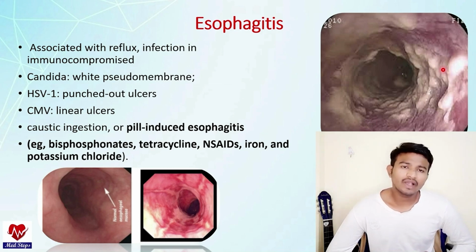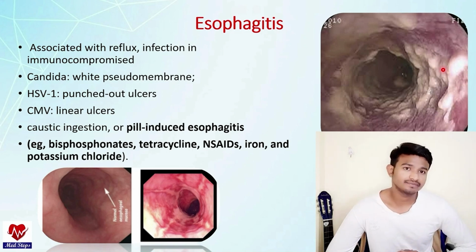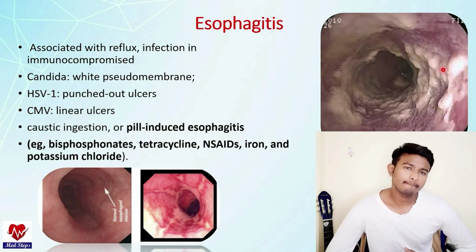Next, cytomegalovirus. Cytomegalovirus will form linear ulcers. Caustic injections or pills, like bisphosphonates, tetracyclines, non-steroidal anti-inflammatory drugs, iron and potassium chloride, will damage the mucosal layer. That's why the esophagus is prone to forming inflammation.